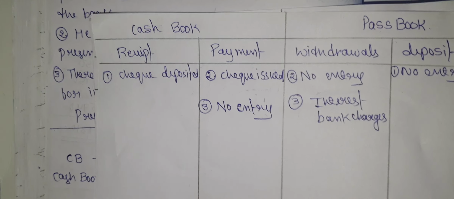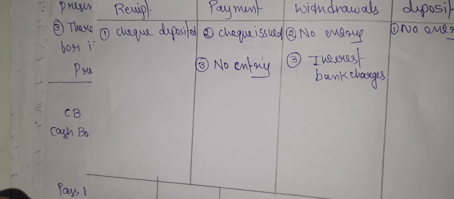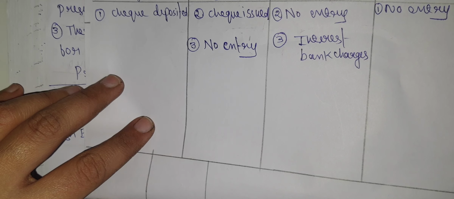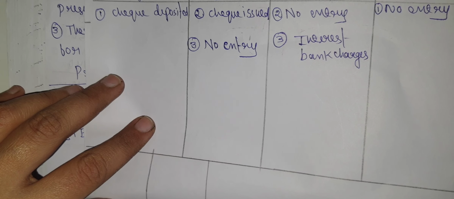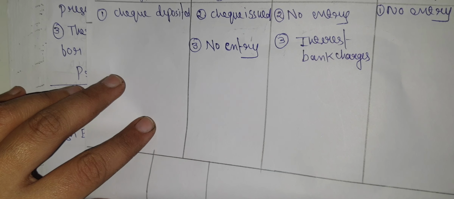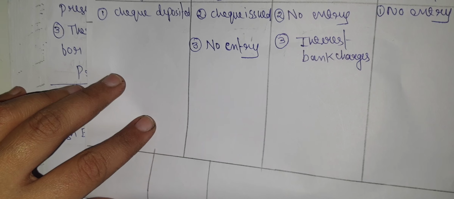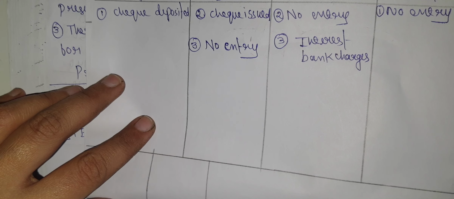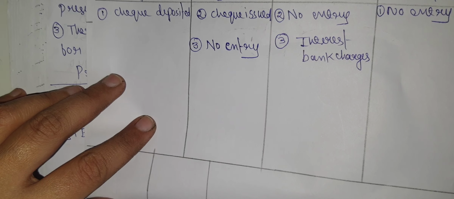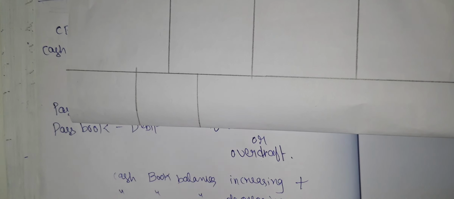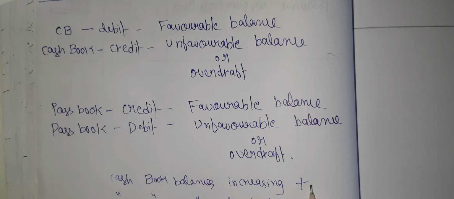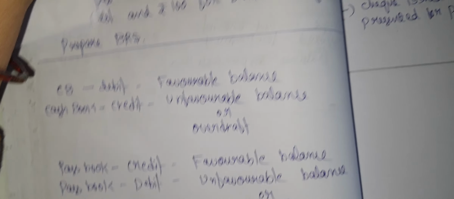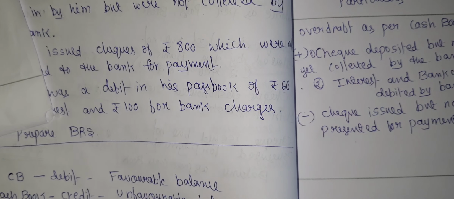What is the rule? If the cash book balance is increasing, we need to add, and if the cash book balance is decreasing, we need to deduct. Okay, now we will solve the problem.